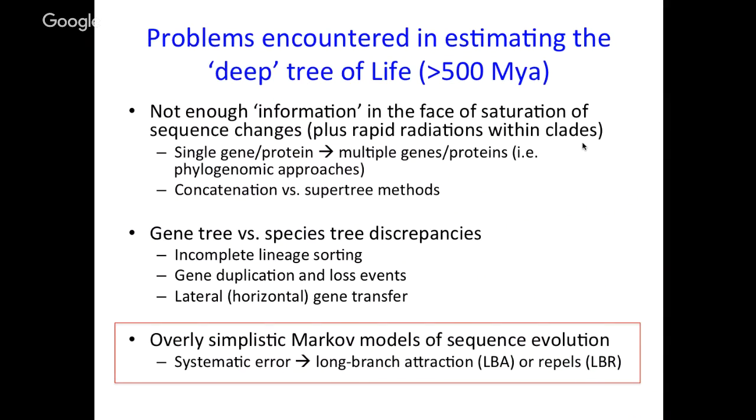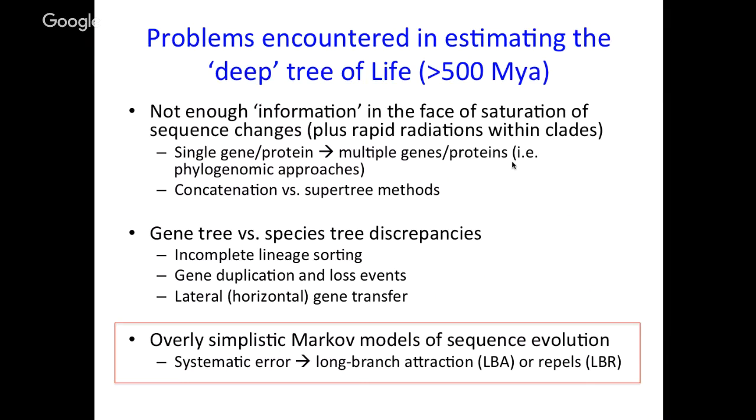In general, what are the problems that most people encounter in deep phylogenetic reconstruction? In the 90s and early 2000s, we were in the situation of not having enough information. People were using single genes or a few genes to try to reconstruct deep phylogenetic problems, but there was not enough data in those single genes or proteins or small sets of proteins to get at the deeper branches, those short internal branches.